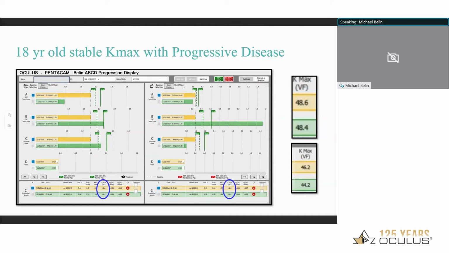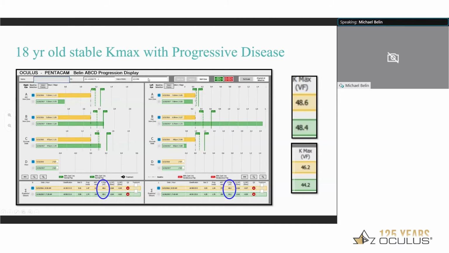Here is an 18-year-old, again, stable Kmax. Here we're showing a bilateral display. Notice again, 48.6, 48.4, no change. 46.2 actually got better to 44.2. And if we look at the right eye here, we'll notice again, no real significant change on the anterior surface. The posterior surface by the second exam just reaches the 95% confidence interval, and corneal thickness at the thinnest point just at the 80%. But if we look at the left eye, again, posterior surface well past the 95% confidence interval. So both eyes here show progressive disease in spite of the fact that we have a stable Kmax.